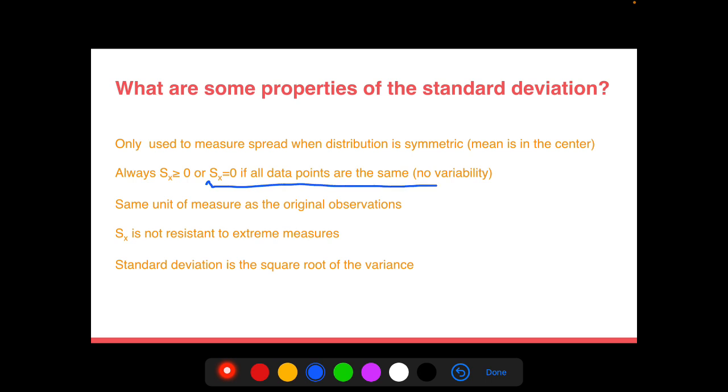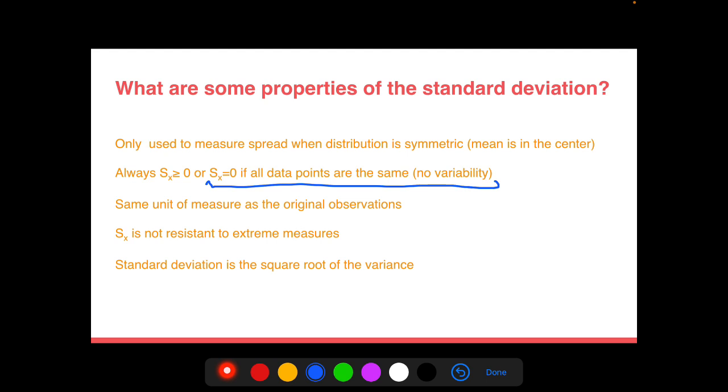So this is what goes with that. But it's always greater than or equal to 0. If it's exactly 0, there's no variability. All data values are the same. And we also need to make sure we use the same unit of measure as the original observation. So if it's inches, then we use inches. If it's centimeters, if it's hours, whatever it is, you have to use that same unit of measure. It's not squared or anything like that.